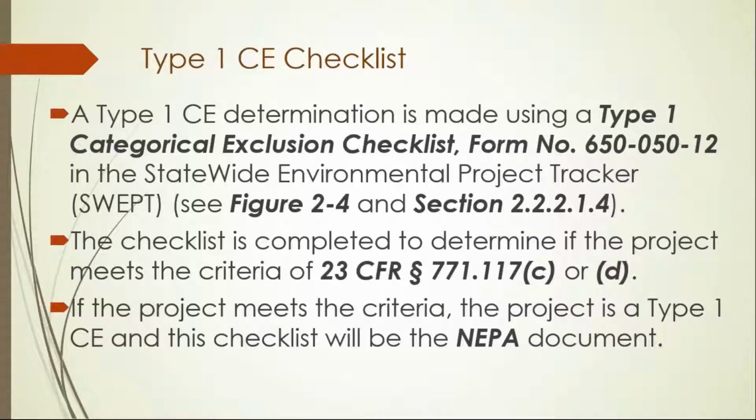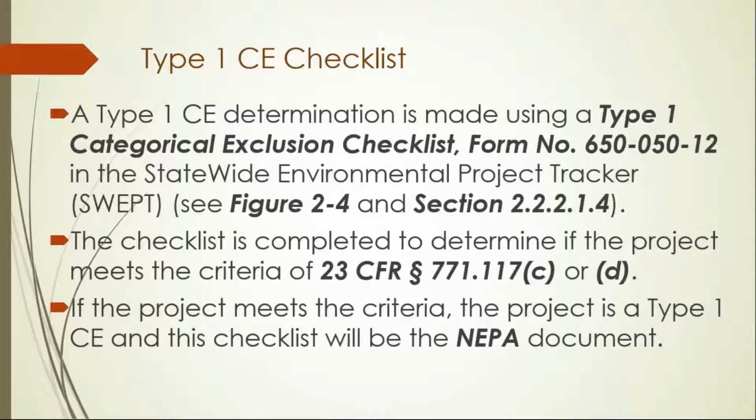The Type 1 CE determination is made by using the Type 1 CE checklist in the Statewide Environmental Project Tracker, also known as SWEP. The checklist is completed to determine if the project meets the CE criteria in the CFR, Code of Federal Regulations. If the project does not meet the checklist criteria, coordination with DEP and OEM, which is our office, must occur. This may require screening in the environmental screening tool, completing a technical study to assess the impact to particular resources, coordination with resource agency or the public, and the preparation of a higher level document, typically a Type 2 categorical exclusion.